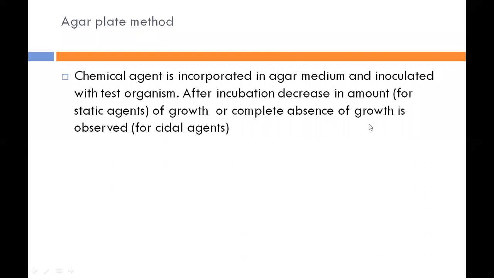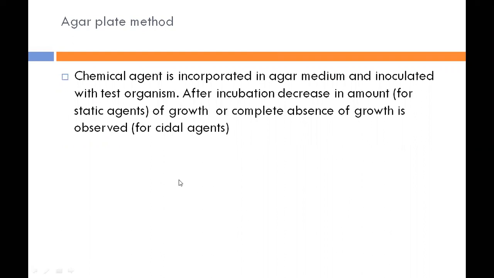So the next method, method number 2, is known as agar plate method. Even this one we have discussed in the classroom. This method has two variables. The first variable is known as paper disc method, and the second variable is known as cup plate method. So let's read what they have written here.